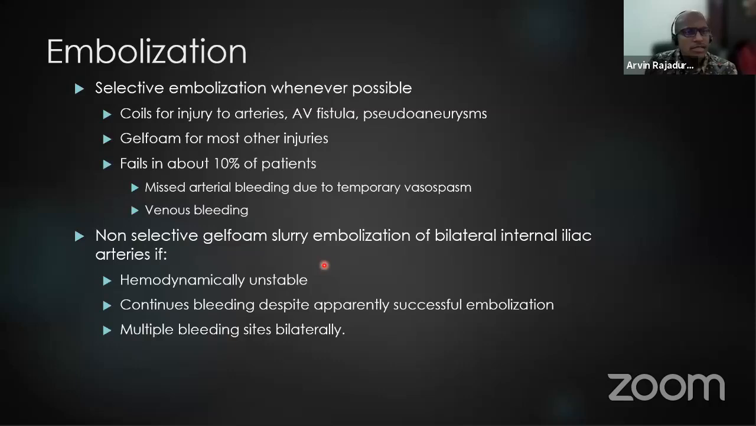So when we do embolization, it's always selective embolization whenever possible. All right. So we use either coils for any injured arteries, AV fistula or pseudoaneurysms, and gel foam for most other injuries. Gel foam is a temporary embolic material, and I think a lot of surgeons are well versed with gel foam, and we use it intravascularly.